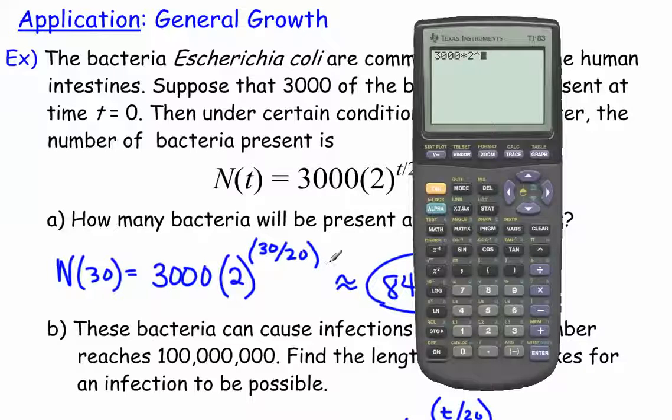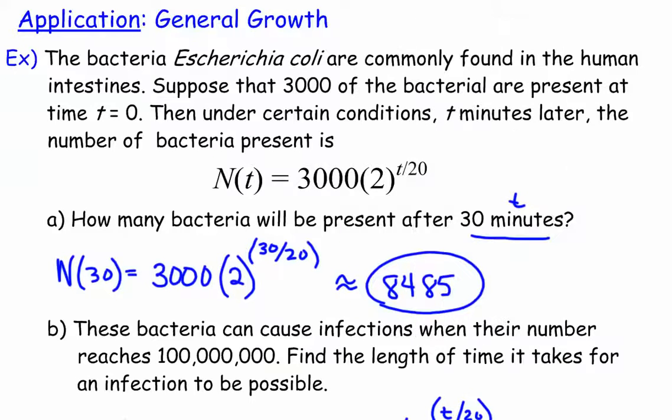Well, 30 over 20, I could either do that in my head, it's 1.5, or if I don't want to have to do that calculation, I'm going to use parentheses 30 divided by 20. And the reason I have to use the parentheses is because of order of operations. I want it to get this answer and then use it as the exponent. And we get our answer of about 8,400 or 8,485 bacteria.